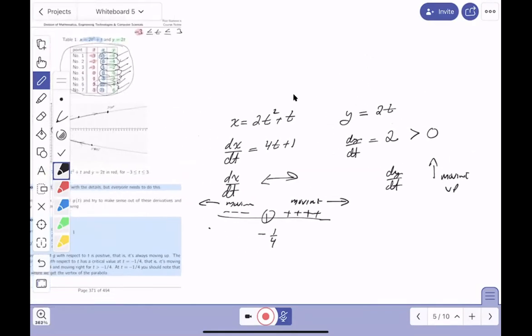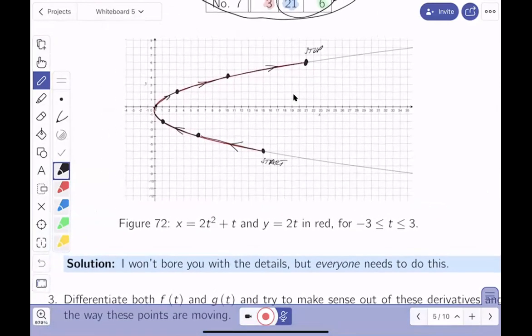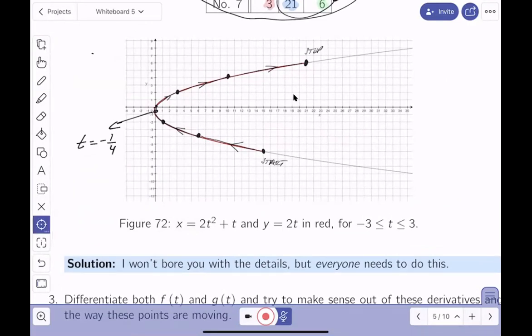Let's go back to our picture and see if we can make sense out of that. The y's are always moving up. But what did we say about the negative motion, that minus time? At this point over here, this would be t equals minus 1/4. That's the vertex, by the way. This thing is moving to the left, and when it hits the time minus 1/4, it starts moving to the right. Try to make sense out of that.